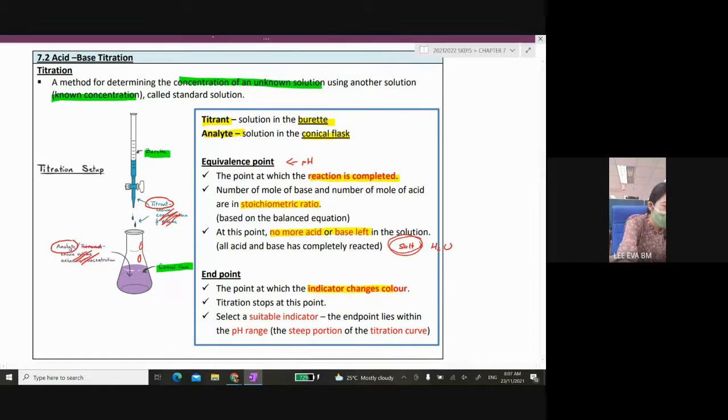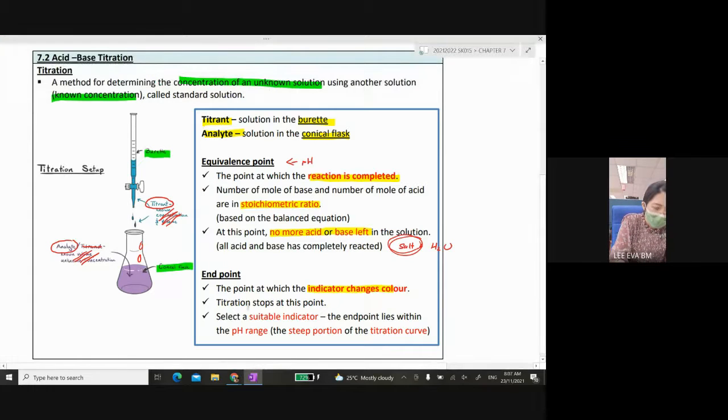Your titration will stop at the endpoint. The titration stops at the endpoint when you see the color change. You're unable to stop at the equivalence point because there is no color change; you cannot see anything. So at this endpoint, you need to select a suitable indicator so that you can see an obvious color change. For a suitable indicator, the endpoint lies within its pH range. The indicator will change color when the pH value falls within the pH range.